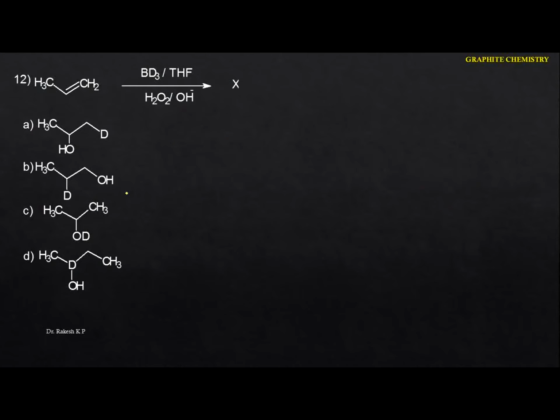So see this one here. It is similar to the hydroboration oxidation reaction. Instead of diborane, they took the boron deuteride. Okay, see this one here.